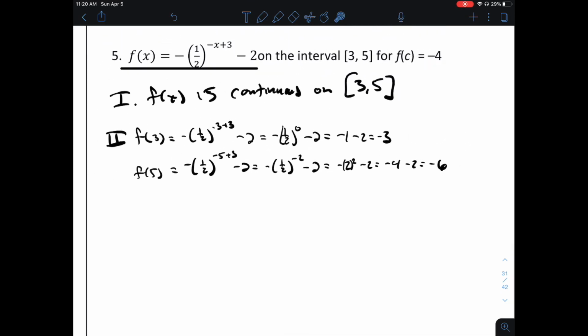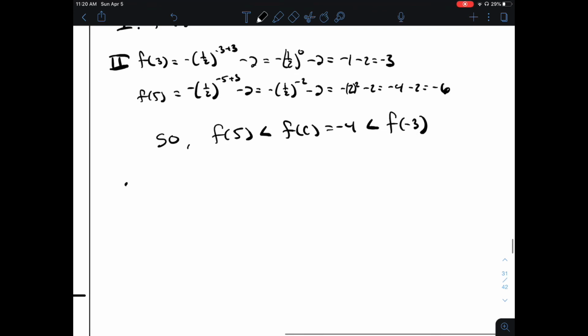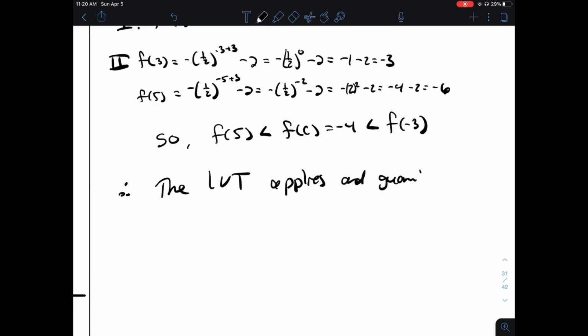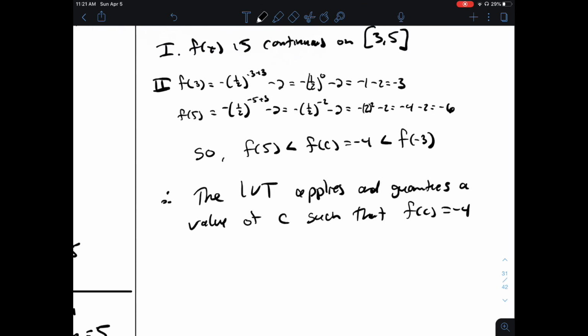So is negative 4 between negative 3 and negative 6? It sure is. f of 5, which is the smallest number, is less than f of c, which is negative 4, which is the middle number, which is less than f of 3, which is the biggest number. Biggest meaning on a number line. Therefore, the intermediate value theorem applies and guarantees a value of c such that f of c equals negative 4.